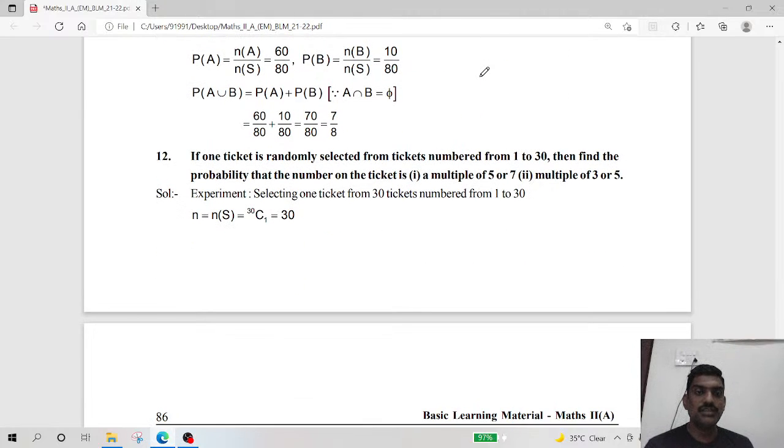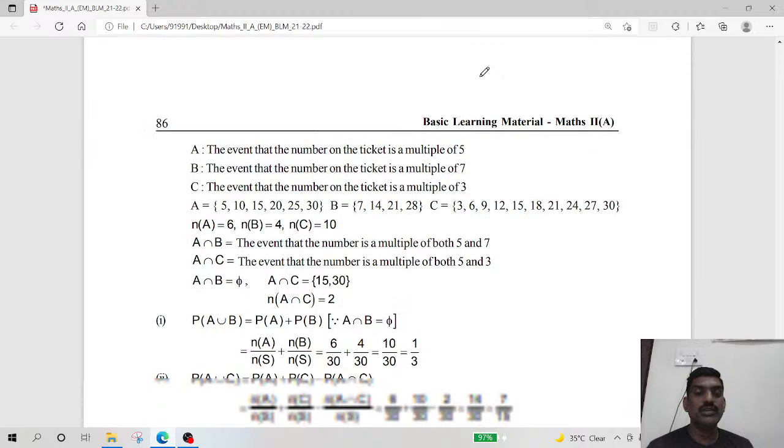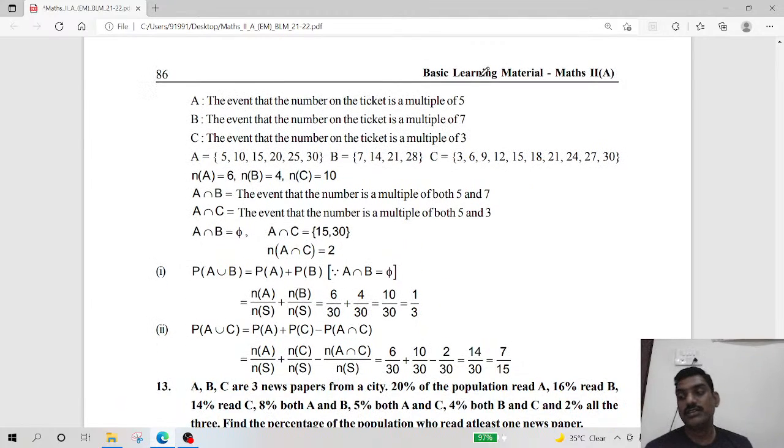Next, if one ticket is randomly selected from tickets numbered from 1 to 30, find the probability that the number on the ticket is a multiple of 5 or 7, or a multiple of 3 or 5. From 1 to 30, multiples of 5, how many? 6. Multiples of 7, how many? 4. Multiples of 3, how many? 10. Then we can do it. N of A is 6, N of B is 4, N of C is 10. Right, P of A and B, P of A and C have to be calculated.